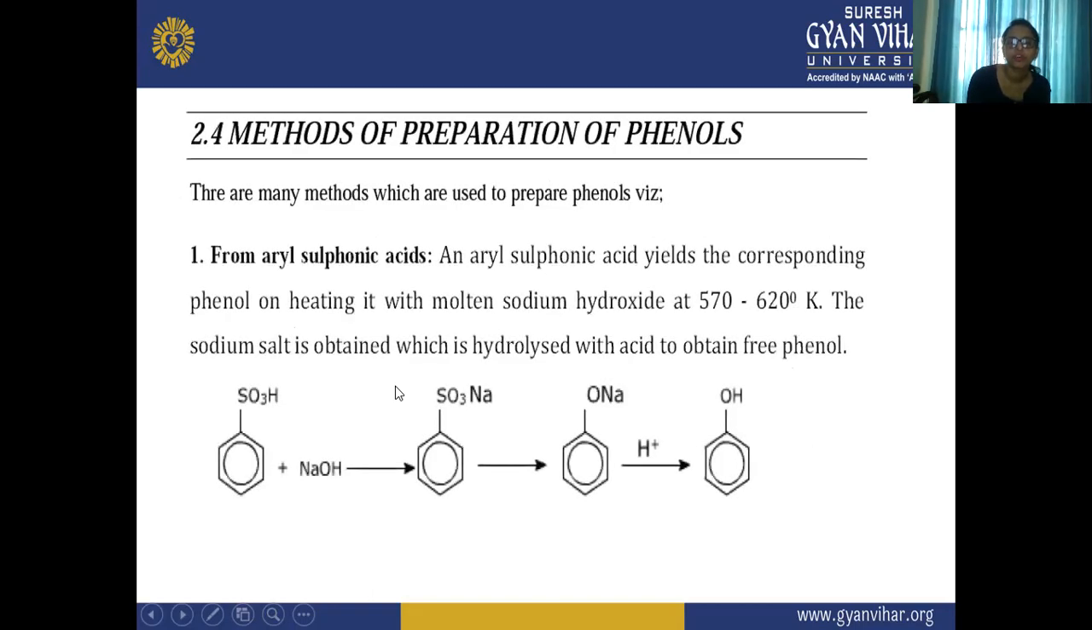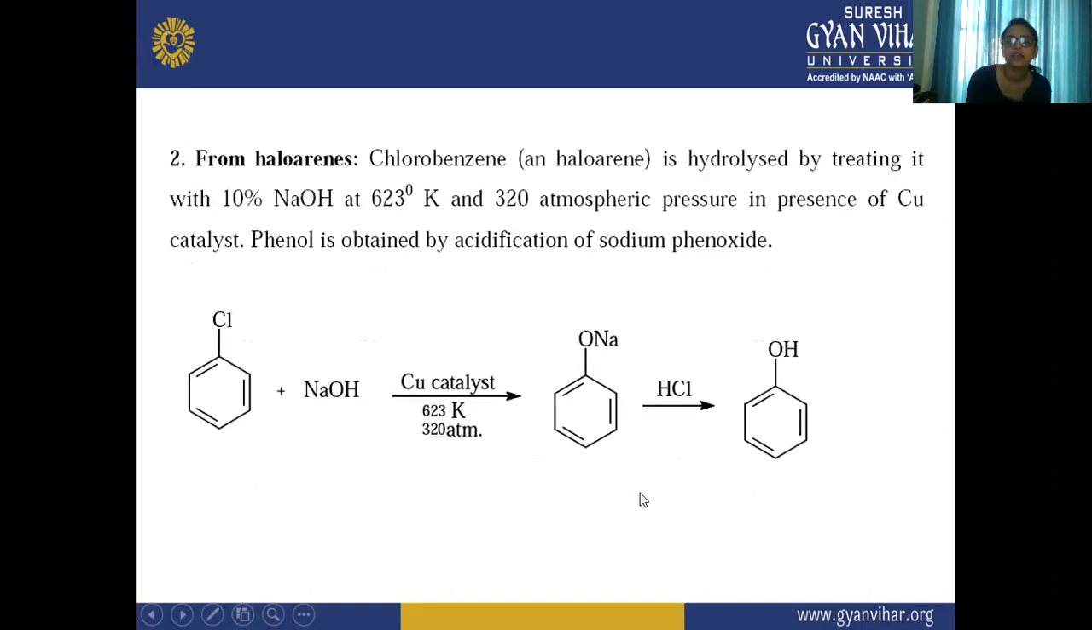Next is the method of preparation of phenol. The first method is from aryl sulfonic acid. The aryl sulfonic acid, on heating with molten sodium hydroxide at 570 to 620 degrees Kelvin, gives the sodium salt, which is then hydrolyzed with acid, and we get free phenol.